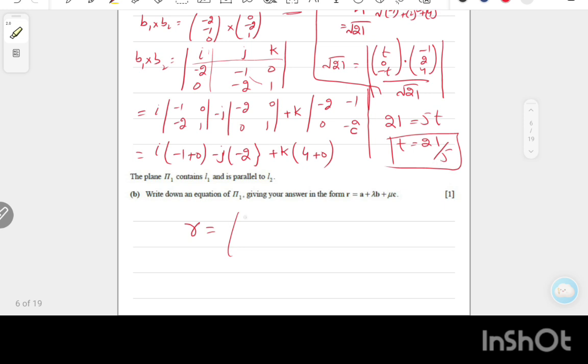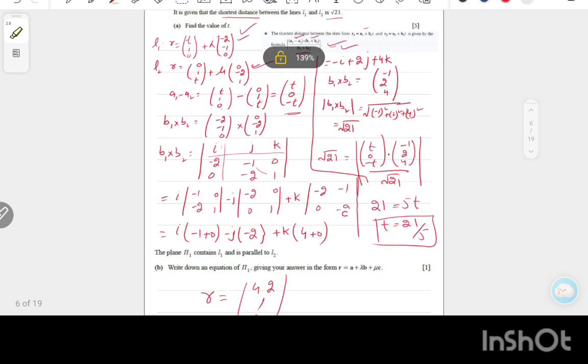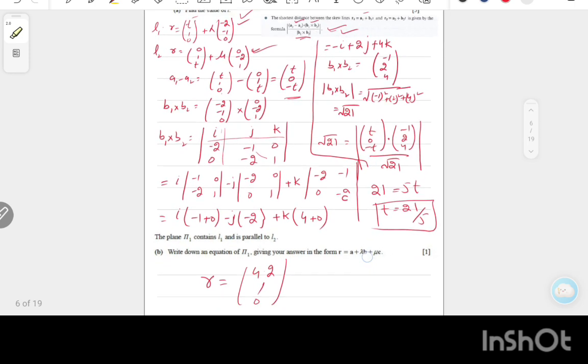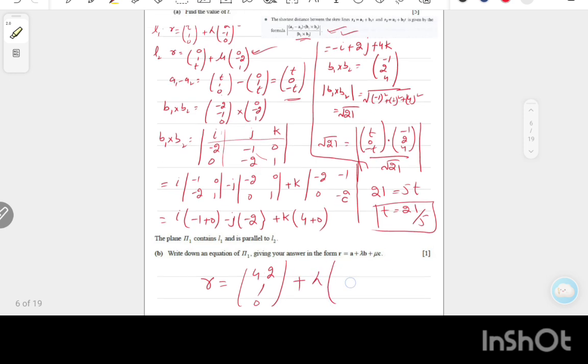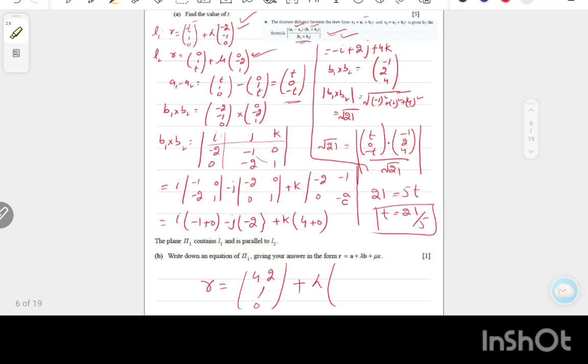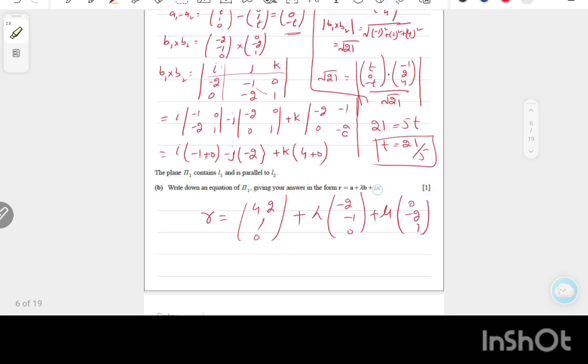How do we get it? If we calculate it, 4.2, then 1 and 0, because when we look at its first equation there is t. Now plus lambda. What is the lambda? The b value is minus 2, minus 1, 0, and the third one is the equation of mu, which is 0, minus 2 and 1. Hopefully dear student, this part is very easy to understand.